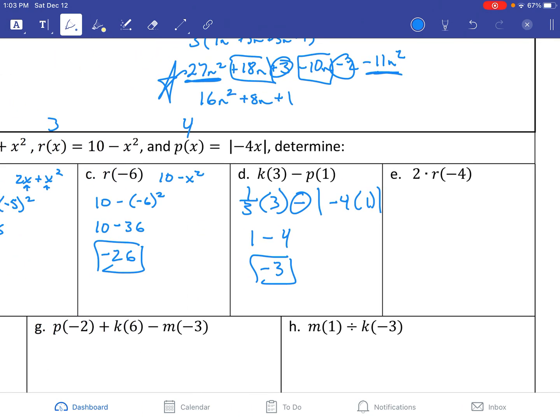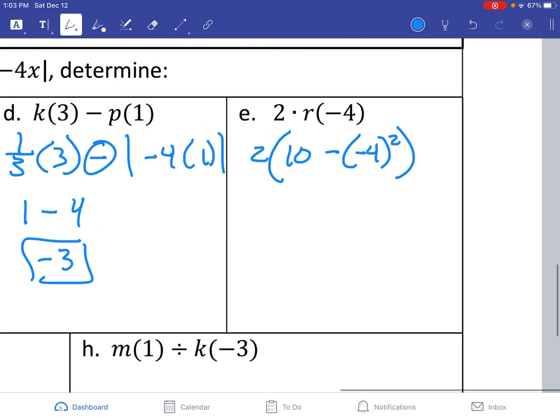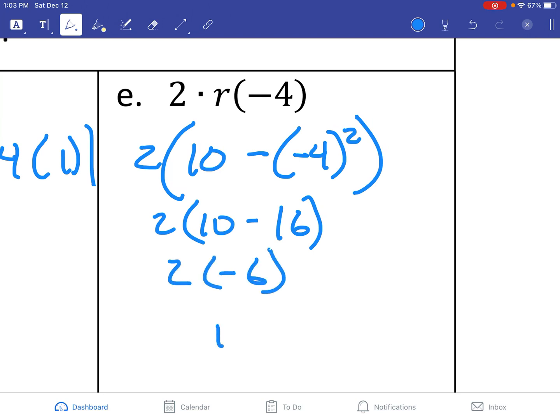All right, moving on. We have 2 times r of negative 4. So we're going to have 2 times 10 minus negative 4 quantity squared. So we're going to figure out what's inside this and then multiply it by 2. So you have 10 minus negative 4 squared is positive 16 times 2. 10 minus 16 is negative 6 times 2 is negative 12.